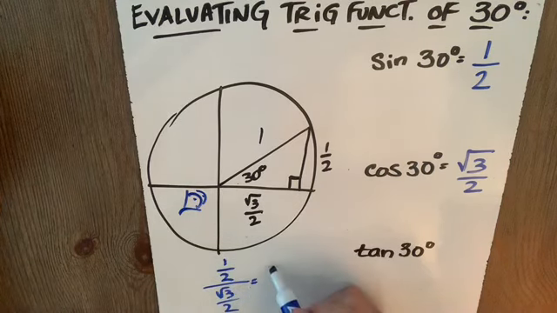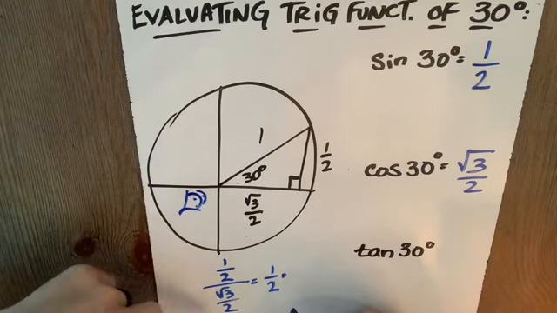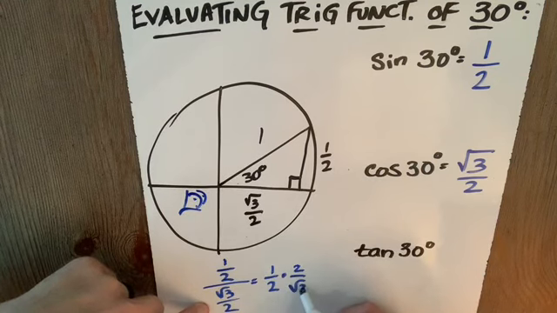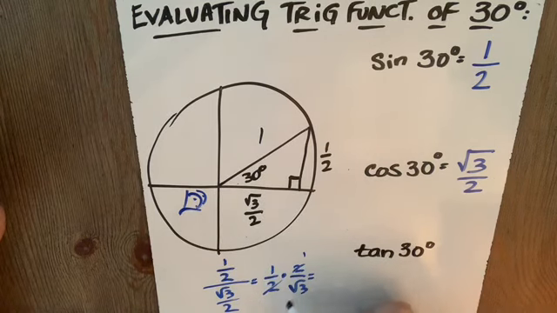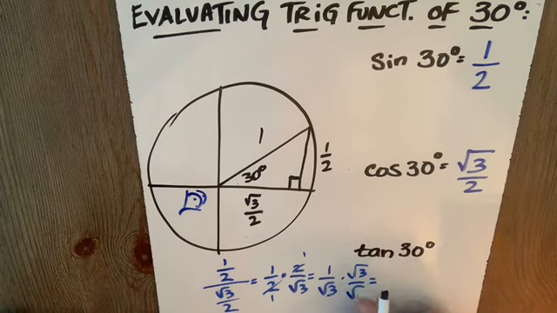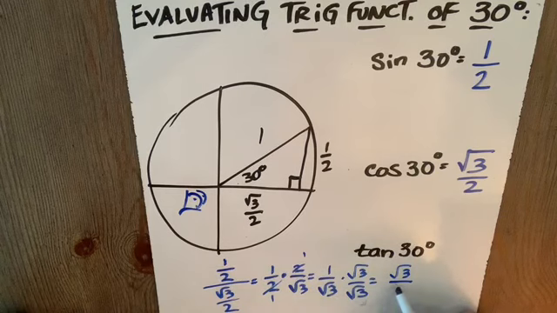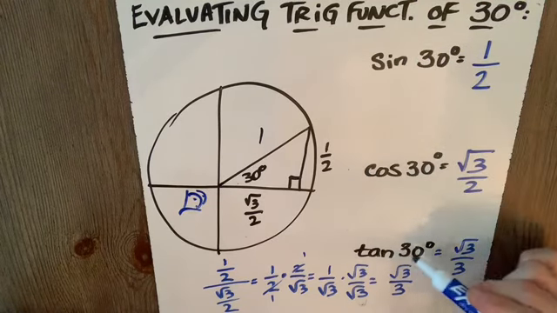If we keep, change, flip, that means keep the numerator, 1/2, change division to multiplication, and flip the denominator, 2 over root 3. Cancel, cancel. 2 divides into 2 once, so if you want to put 1s there, that's fine. 1 times 1 is 1 over root 3. And of course, we want to rationalize to get the radical out of the denominator. When we do that, we get root 3 over root 9, which is 3. So we've got our ratios. Sine of an angle is a ratio. Cosine of an angle is a ratio. Tangent of an angle is a ratio.